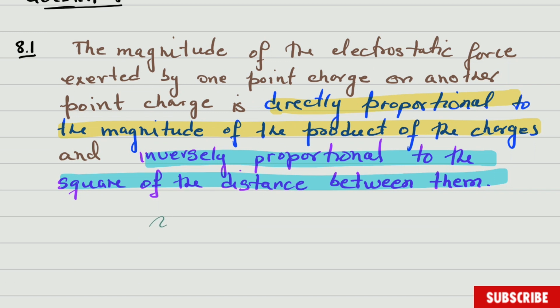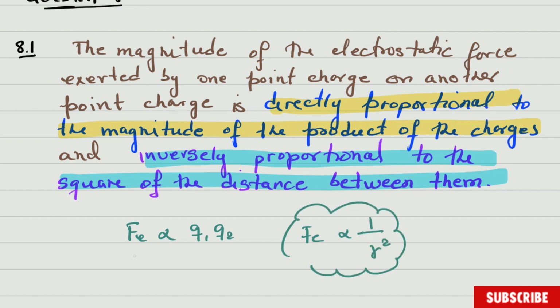If we write this in symbols, we have that the electrostatic force is directly proportional to the product of the charges, and the electrostatic force is inversely proportional to the square of the distance between them. This is the same law but using symbols. You have to do it in words because the question said state in words.